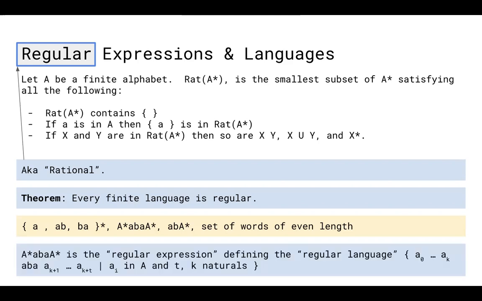Okay. So specifically, I want to be clear that A star, ABA, A star is the regular expression, or the rational expression, defining the regular language, or as Anki points out, the rational language, which consists of first a prefix from the free monoid over A, so some symbols A naught through AK drawn from A, and then the letters ABA, and then a postfix from the free monoid over A. And the prefix and or postfix might be empty because the free monoid contains an empty string, which we call 1. So that's sort of the meaning of that regular expression or that rational expression.